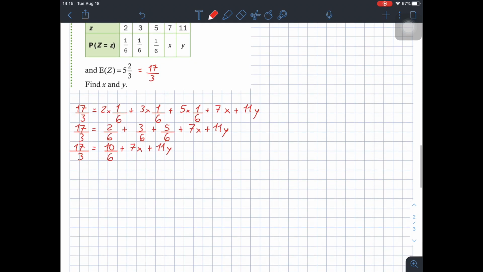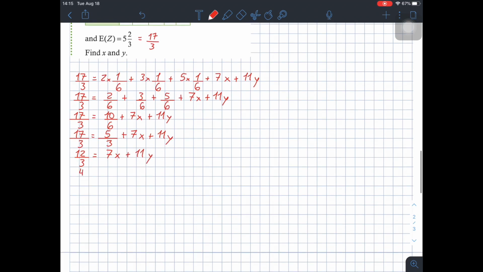Okay, now I can simplify this. If I simplify this, 17 over 3 equals 5/3 plus 7x plus 11y. So then if I take this term subtracting to the other side, it will be 17 minus 5, which is 12. So 12 over 3 is equal to 7x plus 11y. 12 over 3, that's 4. 4 is equal to 7x plus 11y.